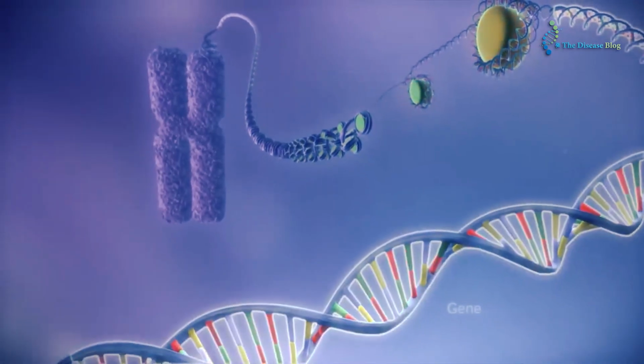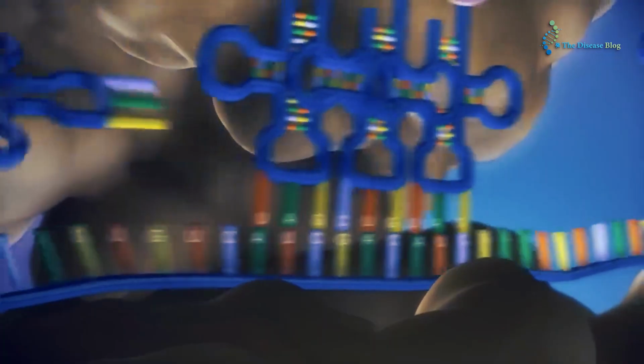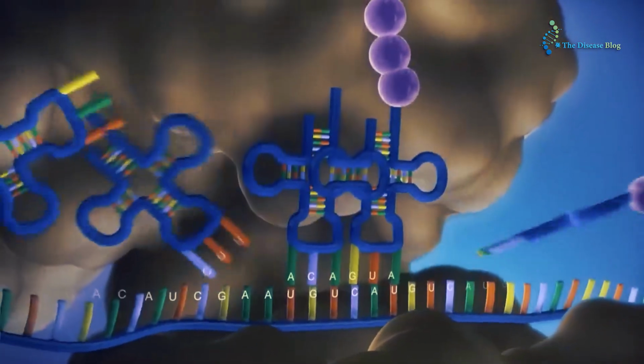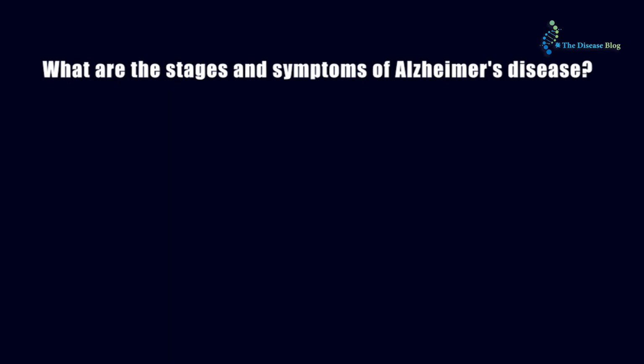This gene has three types: APOE2, APOE3, and APOE4. Acquiring a defective APOE3 or APOE4 gene is associated with developing AD. What are the stages and symptoms of Alzheimer's disease?